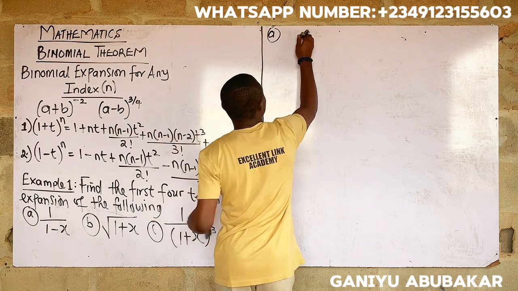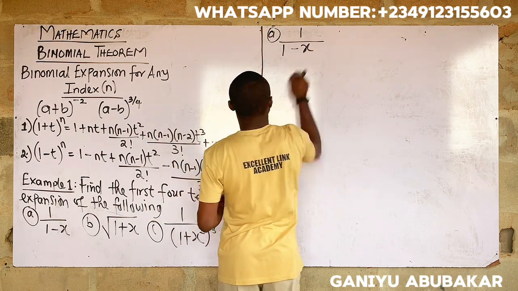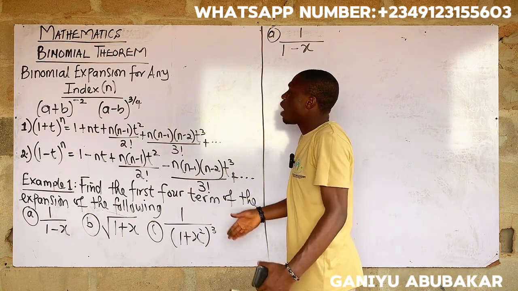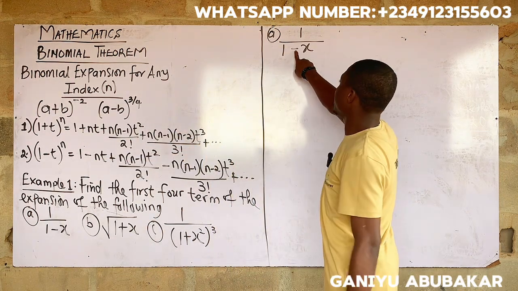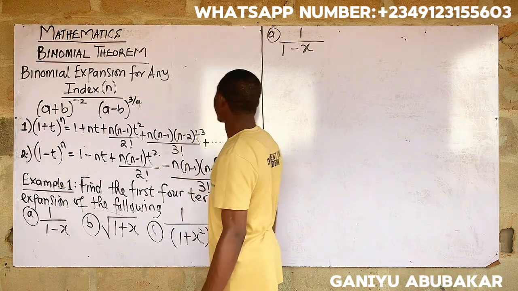For question A there, I have 1 over 1 minus x. We said expand this to the fourth term. So now the task is, am I going with the first formula or the second formula? Check. This is a minus sign here, so of course I'm going with the second formula, right?